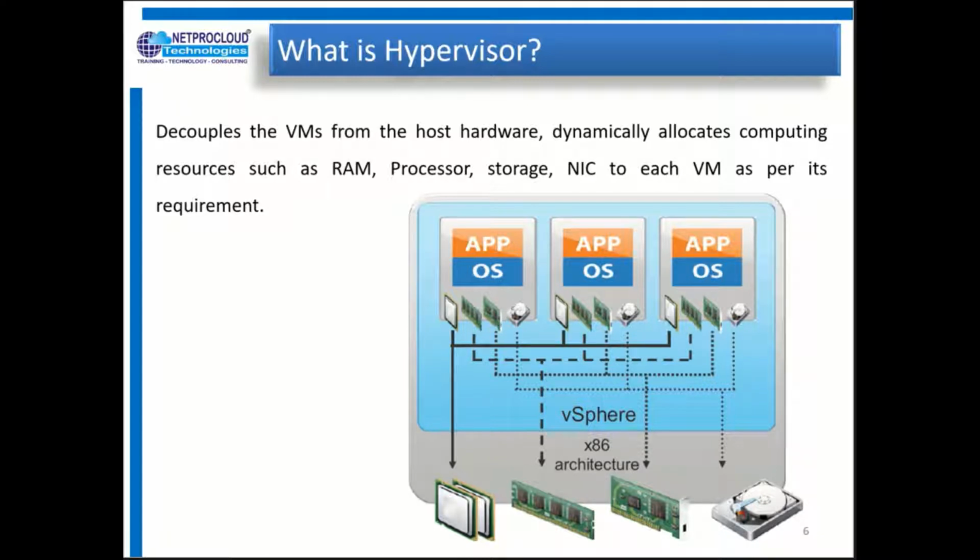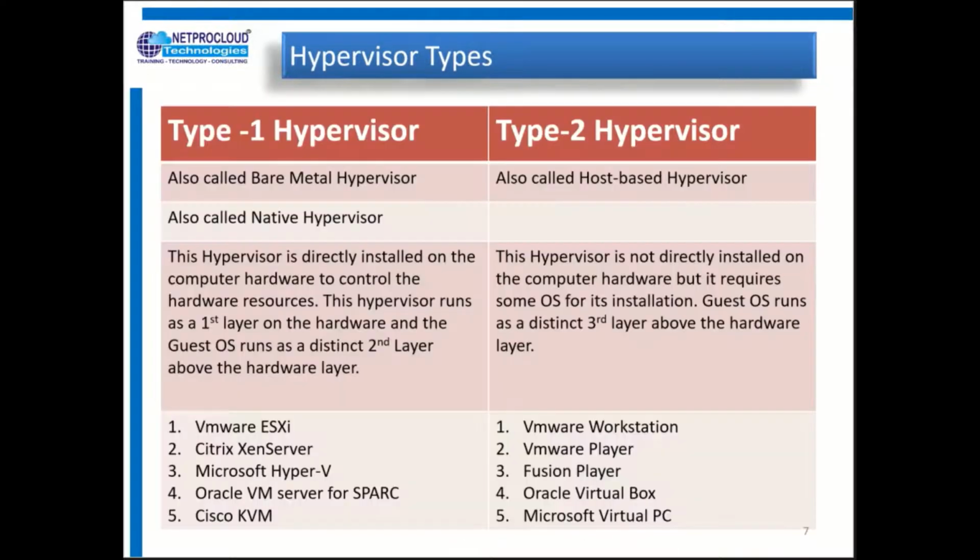Further, this hypervisor decouples the virtual machines from the host hardware and dynamically allocates resources like RAM, processor, storage, and NIC to each VM as per its need. So let's study the hypervisor types. There are two types of hypervisor: type 1 hypervisor and type 2 hypervisor.